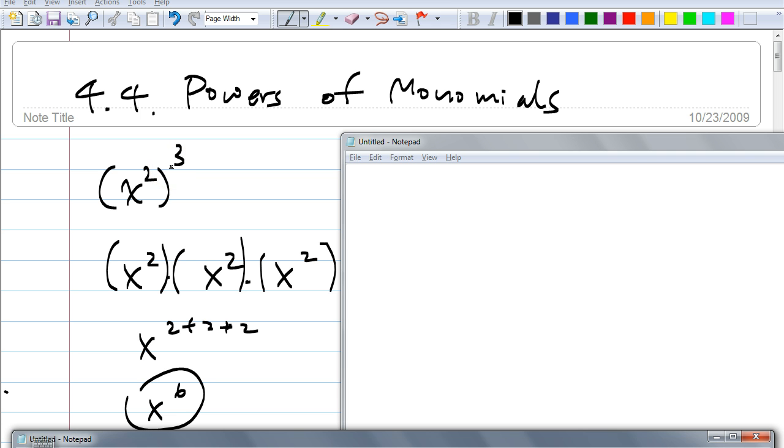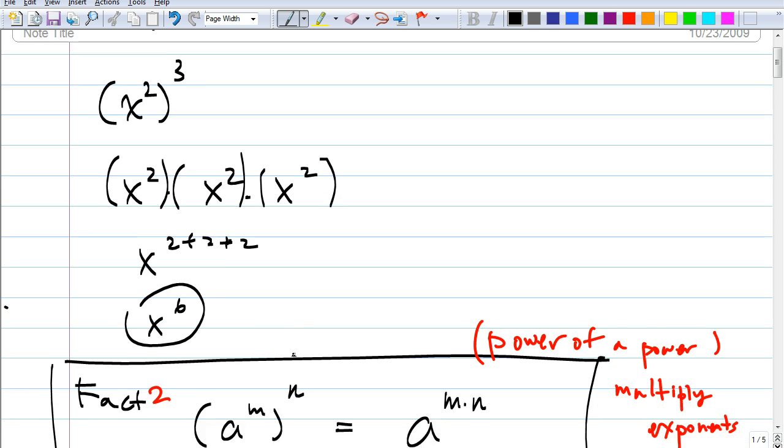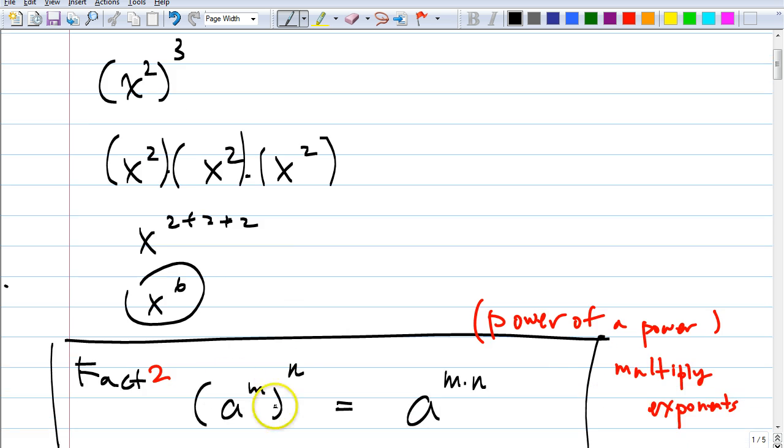Now, anybody see a shortcut for something that has power to a power? How about Vlad? You can multiply them together. And so there is, it's called power to a power. When you have power to a power, meaning a to the m to the nth power, as you can see, it's raising that power to another power, right? Then we multiply the exponents.